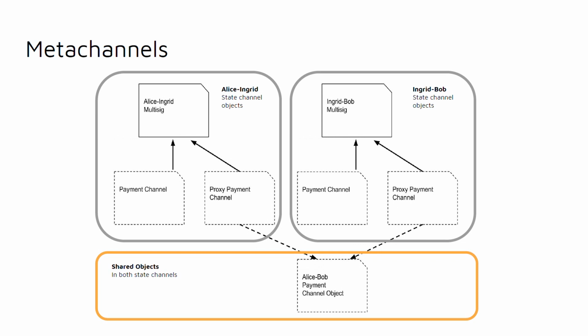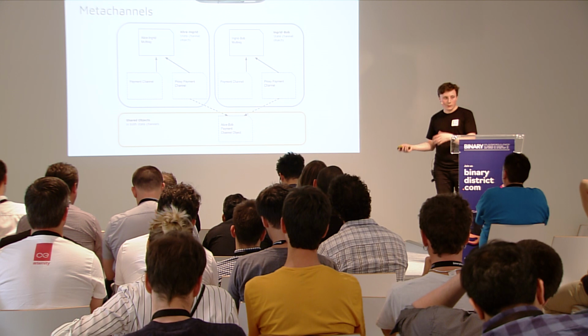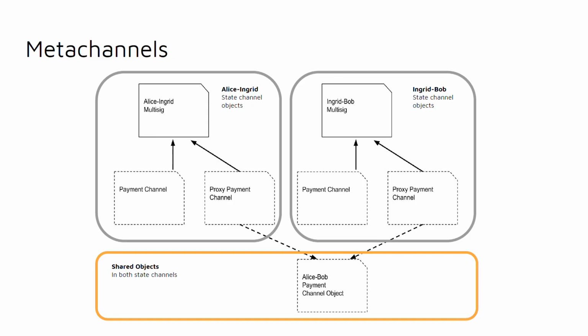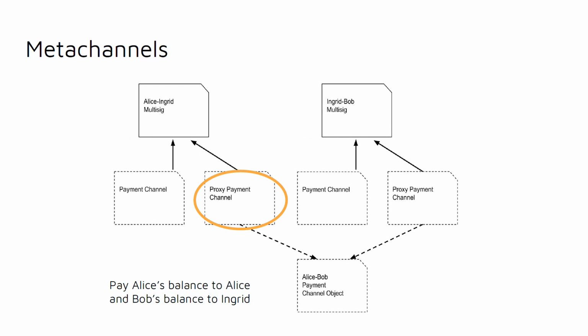Just to quickly make sure we're on the same page, we start with the Alice Ingrid channel where they have their own payment channel, and Bob and Ingrid have their own payment channel. You're instantiating these in-between objects that point to another counterfactual object. And this is just a regular object where Alice has some amount, Bob has some amount. It's just state. Same thing here, Alice, Ingrid, Bob over here. And what you're doing is you set up these interesting proxy objects. So what's a proxy object?